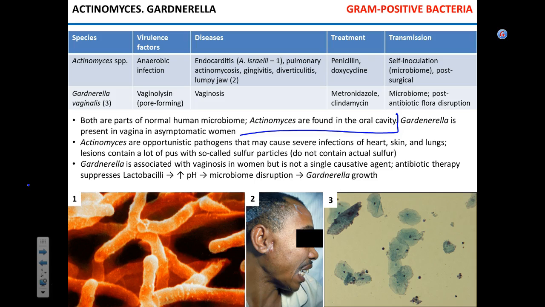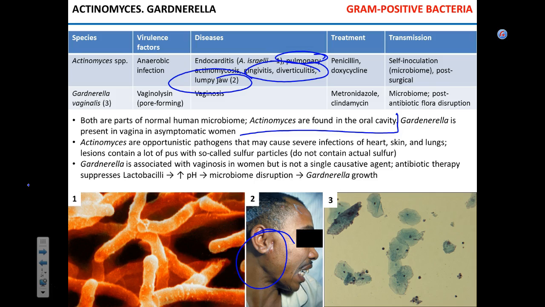So actinomyces can cause the subcutaneous infection that is called a lumpy jaw. And if it goes systemic in immunosuppressed patients, it can cause all kinds of diseases, starting from pulmonary infection, essentially pneumonia, to gingivitis and diverticulitis. Okay? It is not common in healthy people.